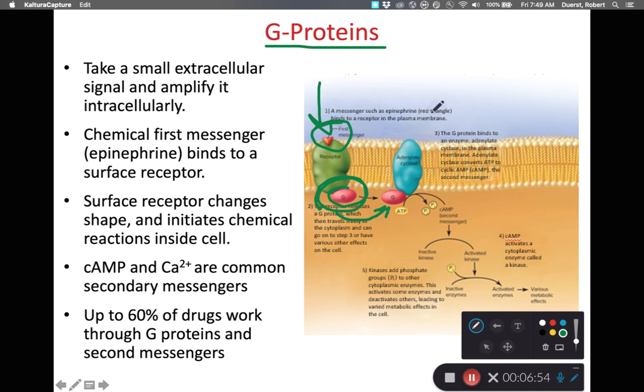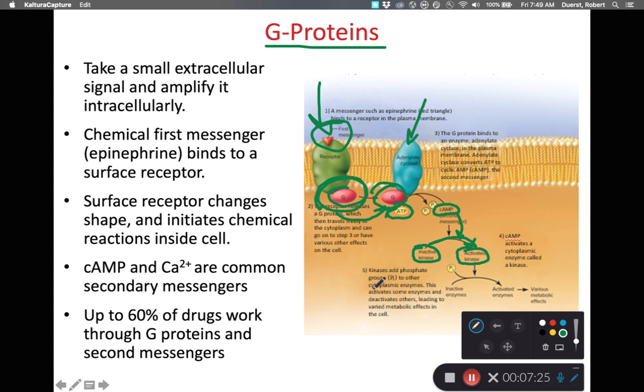Once the G protein has attached to it, this adenylate cyclase will take ATP and turn the ATP into a signaling molecule called cyclic AMP. Cyclic AMP is going to be our secondary messenger, and that secondary messenger will then take an inactive enzyme, an inactive kinase specifically, and activate it. And once we activate the enzyme, we now have an activated kinase within the cell.